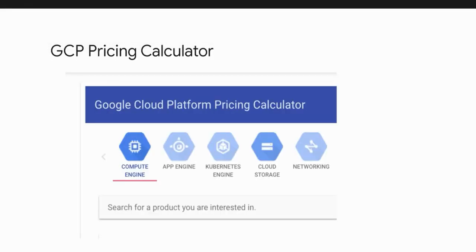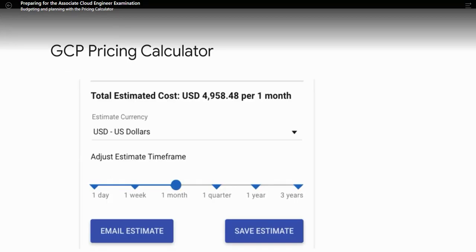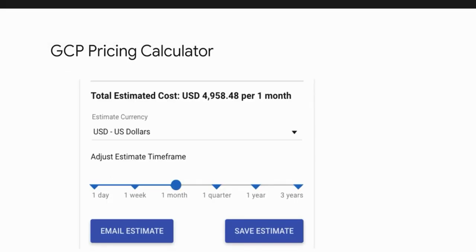The pricing calculator is a multi-section form. When you have some possible configurations, you can use it to estimate costs for the different products you'll be using. The pricing calculator gives a total estimated cost that you can view in daily, weekly, monthly, quarterly, yearly, and 3-year increments. The cost is only an estimate, however.